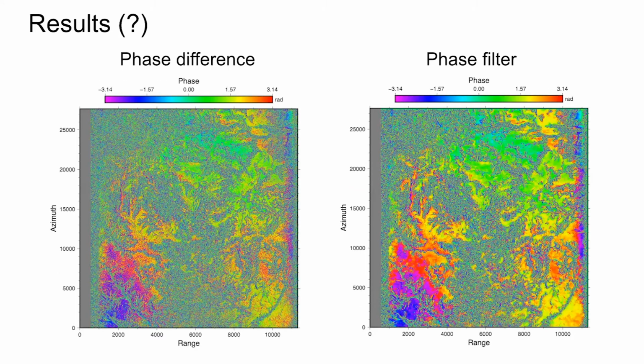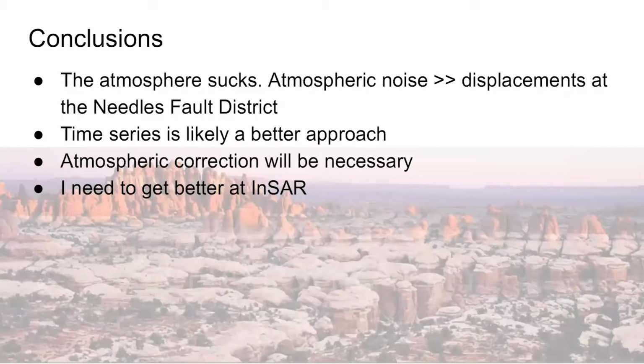And here's my phase difference and phase filter. And the Needles Fault district is somewhere in the middle. So down the line, I think I need to really choose a much smaller area and look at the atmosphere, what's going on. Am I getting a lot of atmospheric noise? How can I filter that out? I should work on a time series to see if that can help clear that noise. And I also need to get better at InSAR. So that's it.